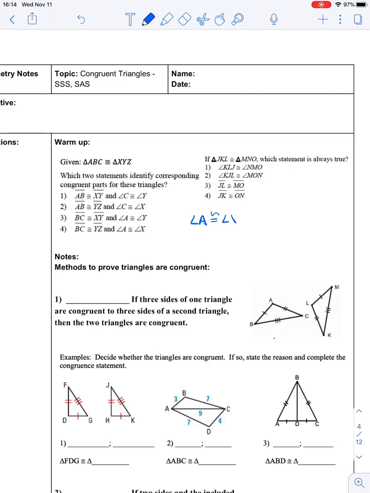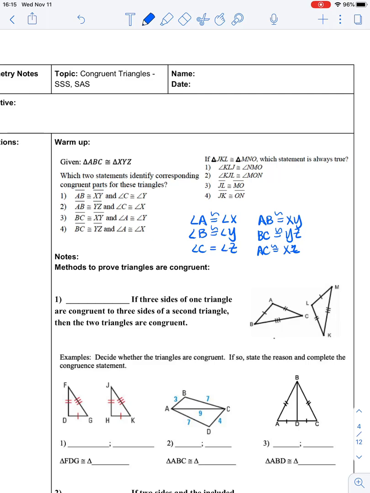What that tells me is that angle A is congruent to angle X, angle B is congruent to angle Y, and angle C is congruent to angle Z. It also tells me that segment AB is congruent to side XY, BC is congruent to YZ, and AC is congruent to XZ. So if I know that all three angle pairs are congruent and all three side lengths are congruent, then those two triangles must be exactly the same size.